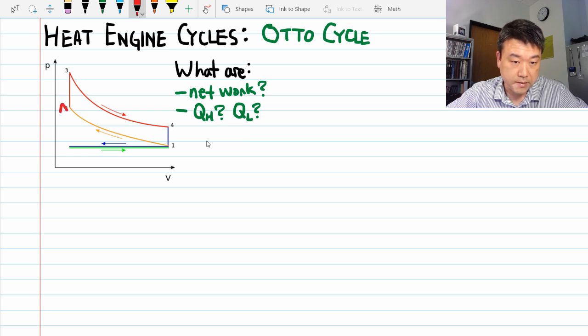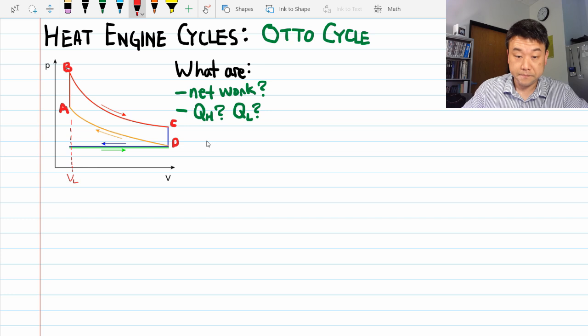I'm going to call this A, my starting point, B, C, D. And let me label some parameters we'll be using. So the low volume, VL, that's the volume at A and B, and the high volume, VH, that's the volume at C and D. And we can see that point B is at the highest temperature, so we are going to call that TH, high temperature. It'll be important for the comparison purposes later.